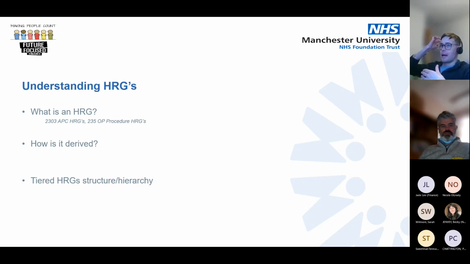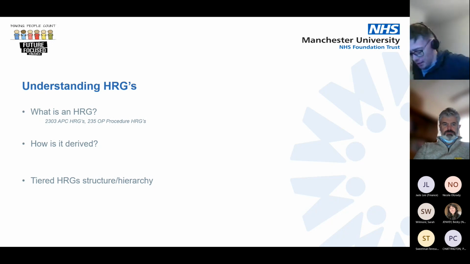A trust has an activity plan and how much elective activity they expect to do. Anything under that plan, a trust is, what's the right word? Not fined, but there's a penalty of 80% of the value of the HRG for that care that they have to basically pay back.